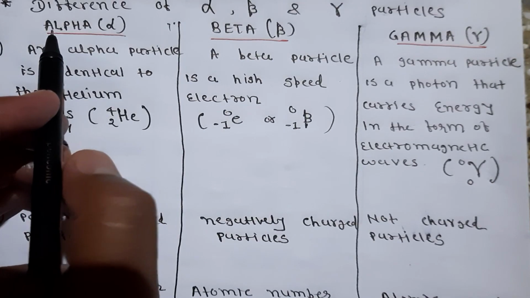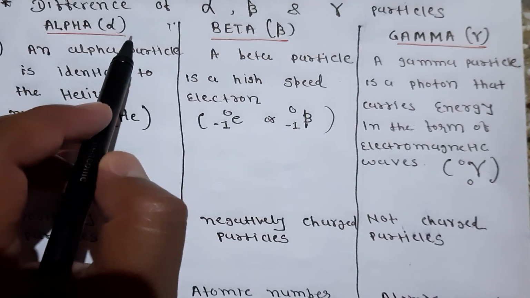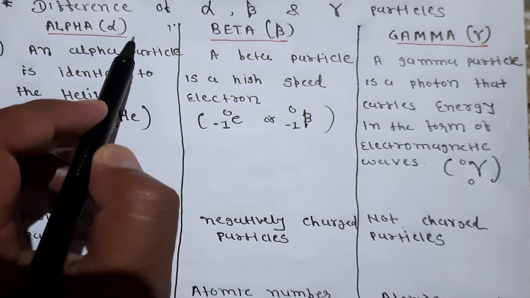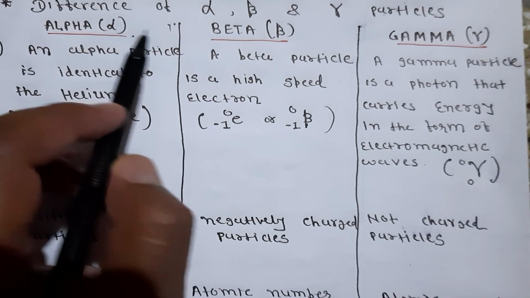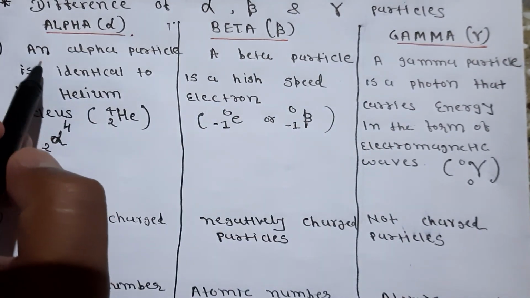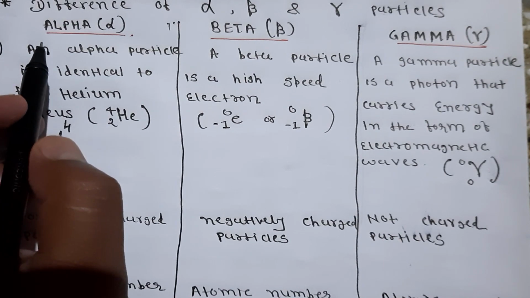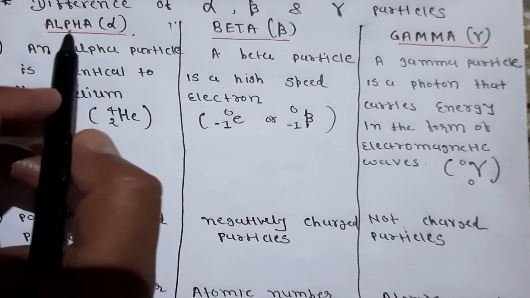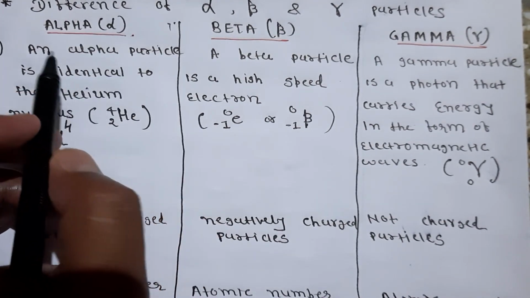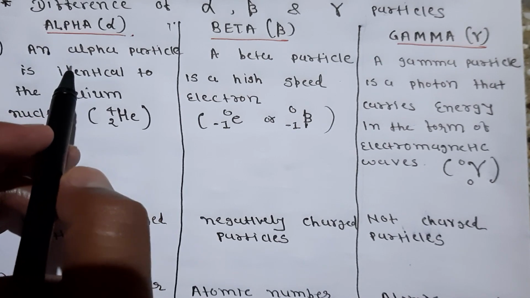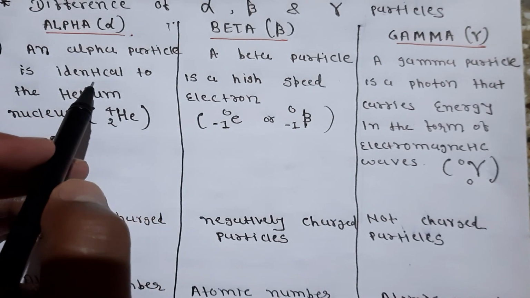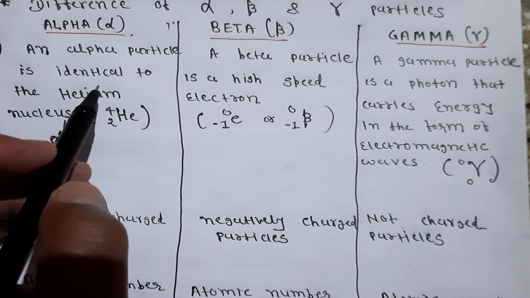The most important topic of nuclear chemistry is the difference between alpha, beta and gamma radiation. Any radioactive, unstable nuclei is converted into stable nuclei by emitting alpha, beta and gamma particles. So today we differentiate between alpha, beta and gamma particles.